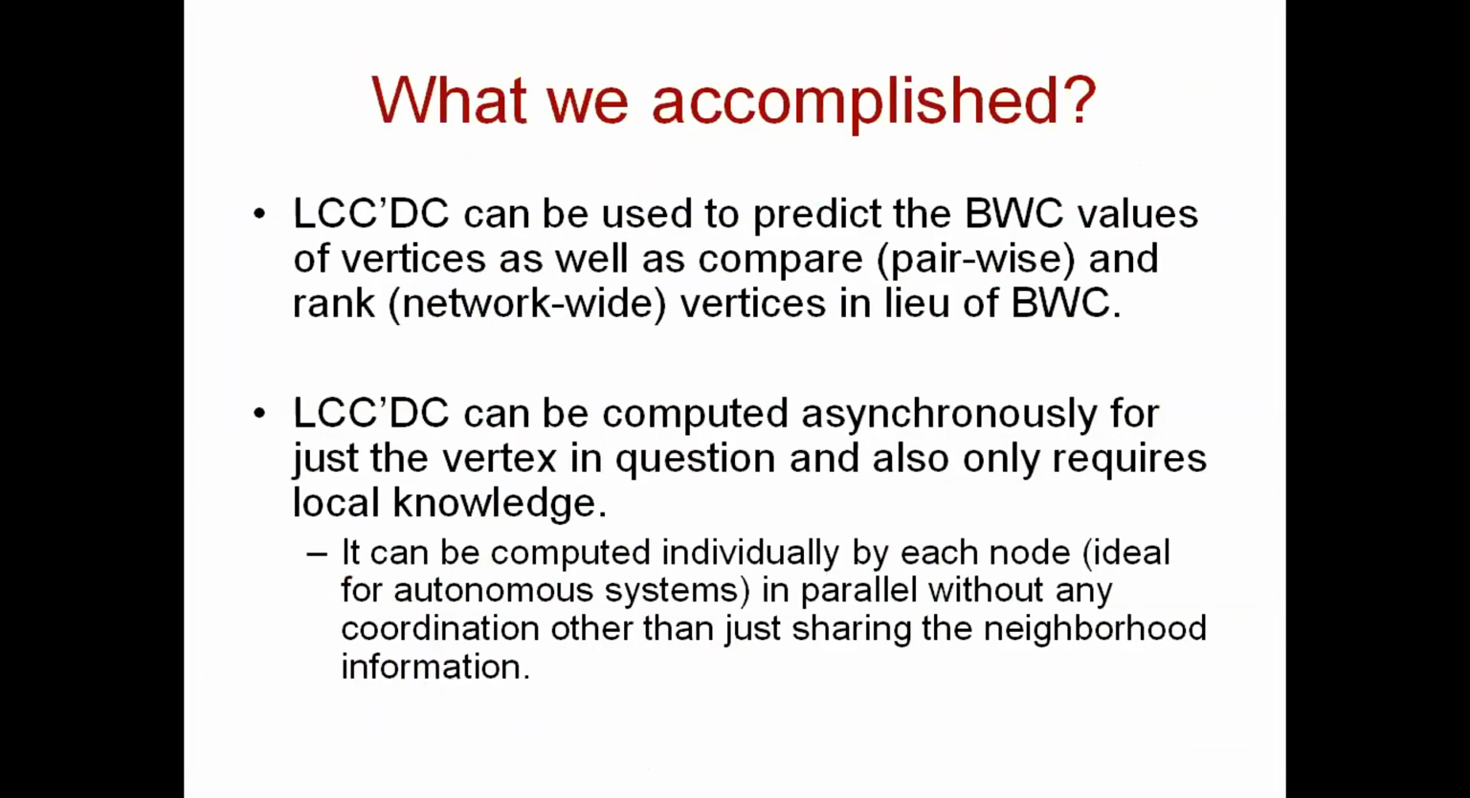Whereas LCC prime DC can be computed asynchronously, just for the vertex that we're interested in. And since it can be computed for a particular vertex, we can run this algorithm in parallel. So we can compute LCC prime DC of all the vertices simultaneously in parallel. That's very suitable for autonomous systems, like military applications and so on. And not much coordination is needed. If a vertex just knows its neighbors, that's good enough to compute this metric.